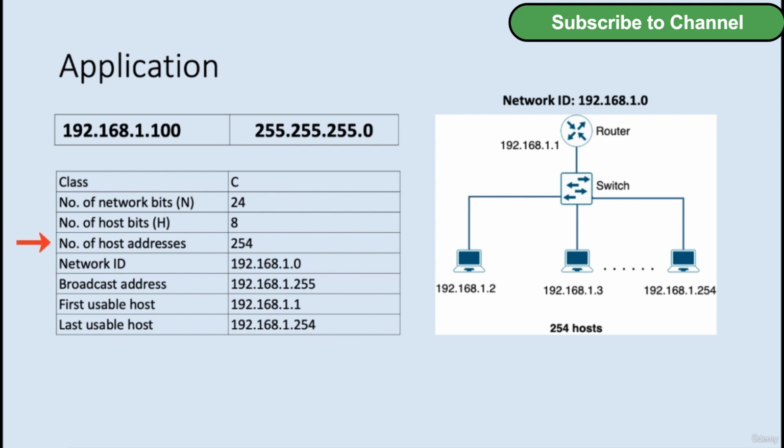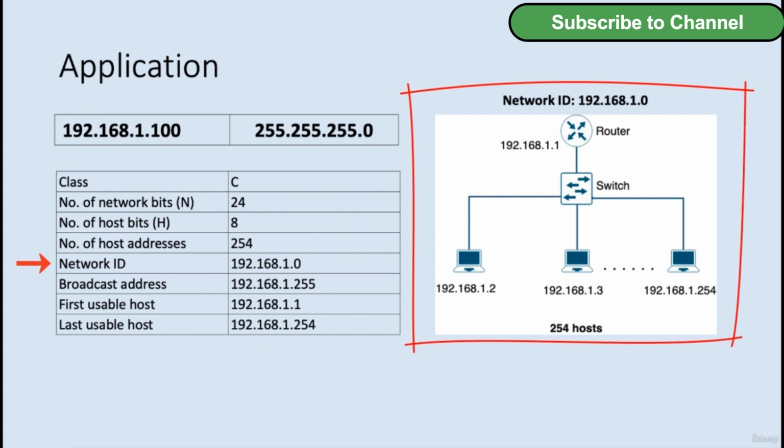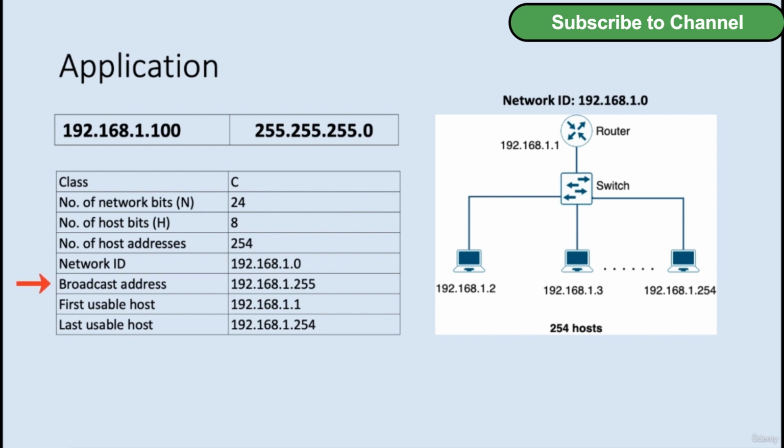Number of host addresses: this value shows the given network can have a maximum of 254 host devices. The given network will be represented with network ID 192.168.1.0. See here, this whole network will be represented with ID 192.168.1.0. Broadcast address of this network will be 192.168.1.255. Broadcast address is one such address that each device in the network processes.